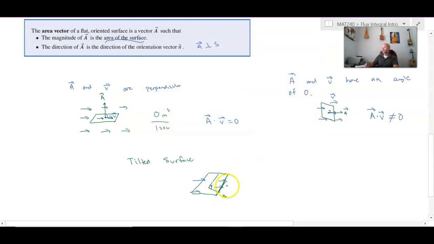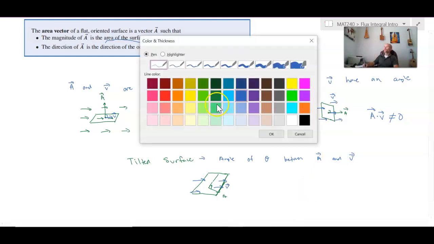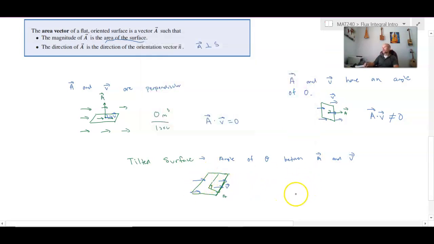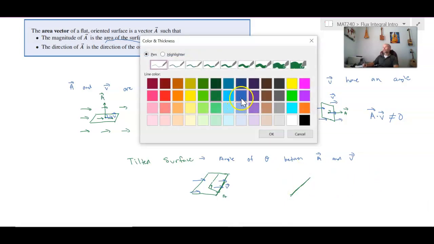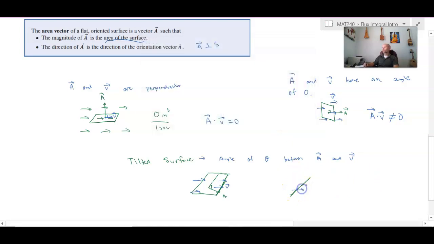Our velocity vectors are these blue ones, and so we see that there's some angle between our area vector and our velocity vector. So we'll say that we have an angle of theta between A and V. So what problem does that pose? Well, let me draw the two-dimensional representation of this. So let's pretend that we're looking at this from the side. That's our surface right there. And we have velocity vectors passing through this way.